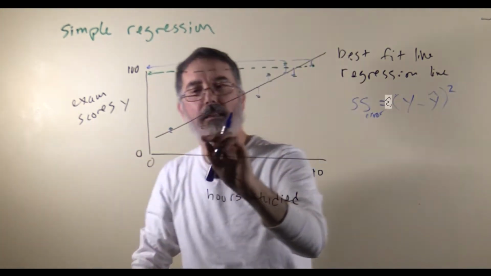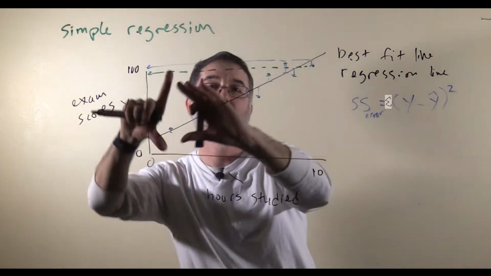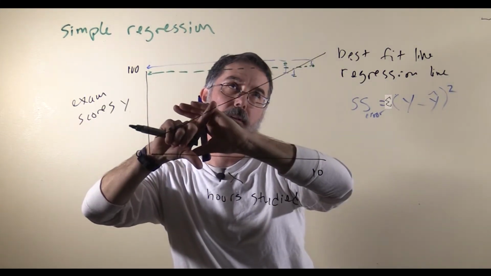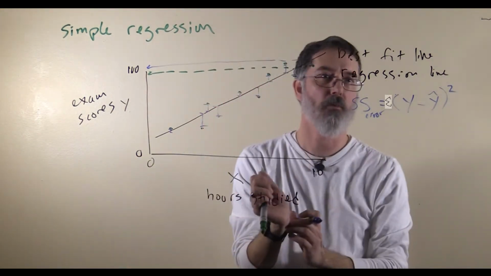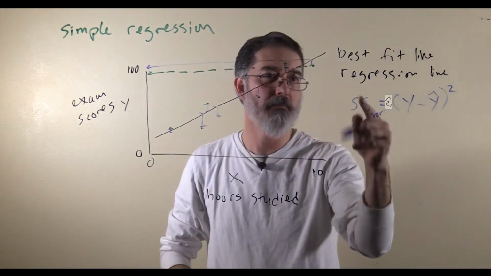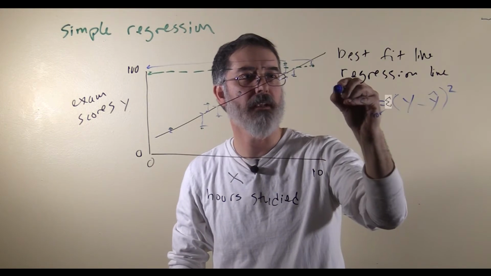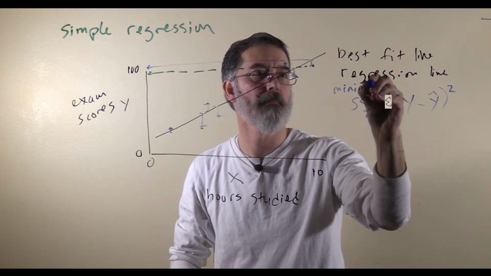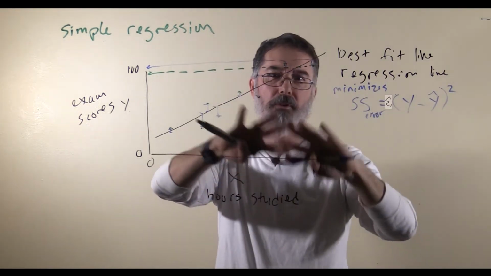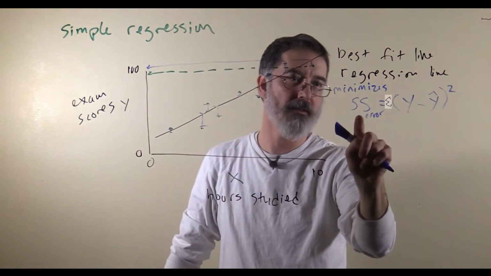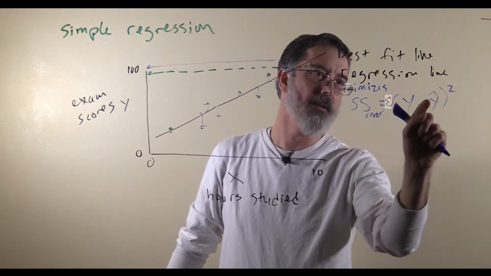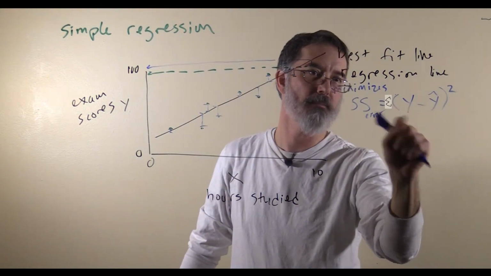This is the inaccuracy in our regression equation's predictions of y scores from x scores. So the best fit line minimizes the sums of squares error. The regression line is the best line for predicting. It's the one that has the least amount of error in predicting scores based on the observed scores.